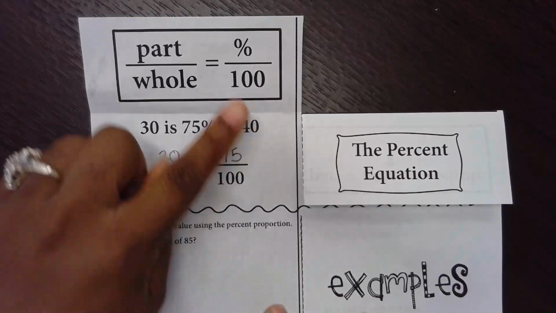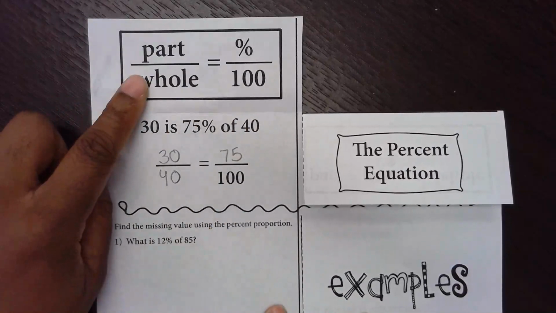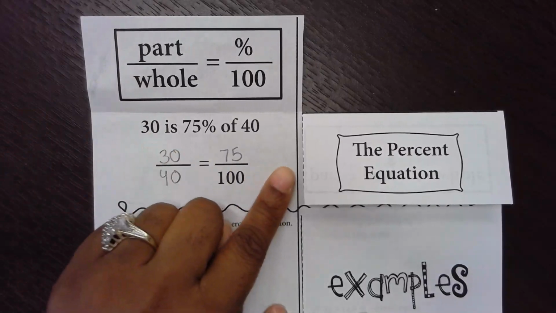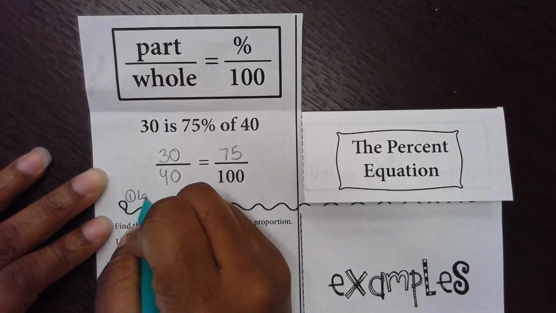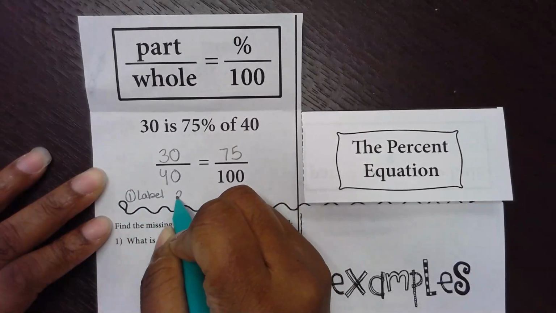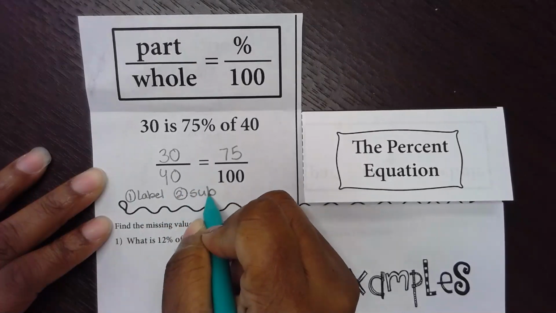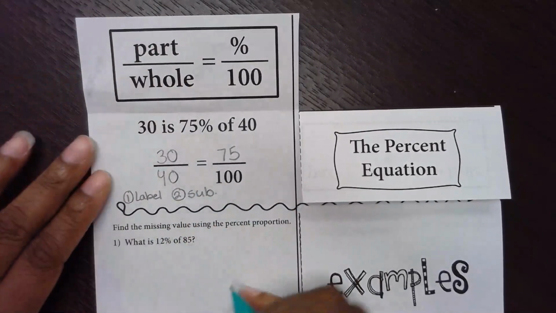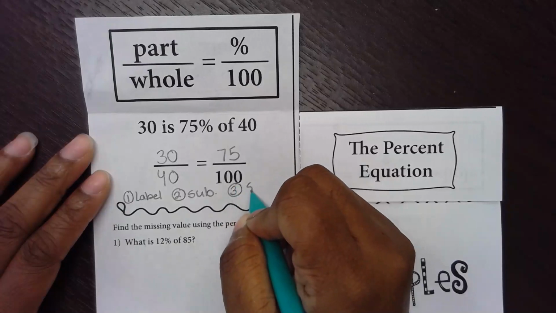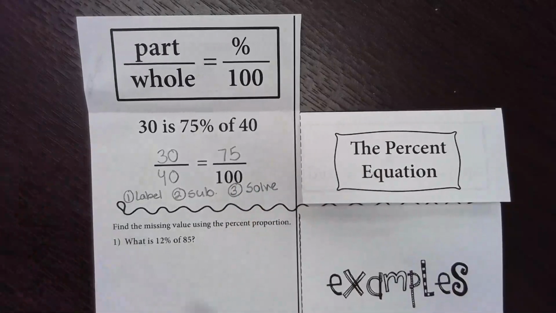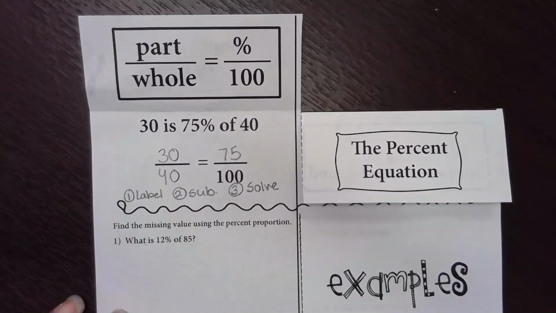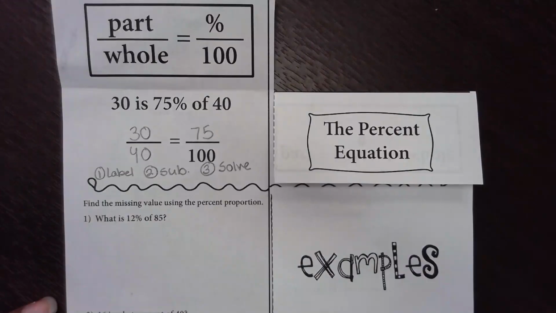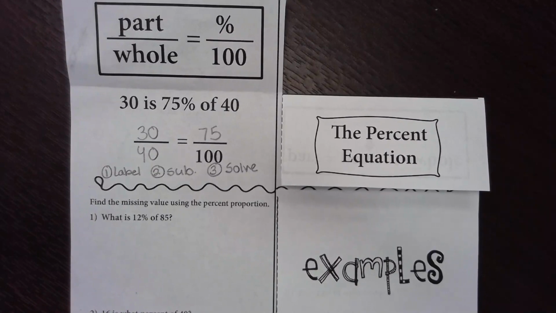Now, how would you use this setup to solve for one of these missing values? There are 3 steps. Step 1, label what they give you. Step 2, substitute it into the percent proportion. And step 3, solve. In this case, when you solve, we're talking about cross multiplying and dividing to get the missing value. Let's look at a few examples. Find the missing value using the percent proportion.